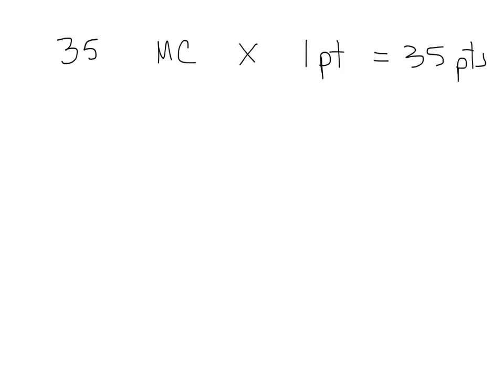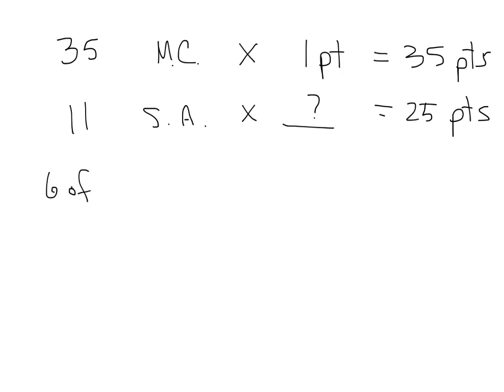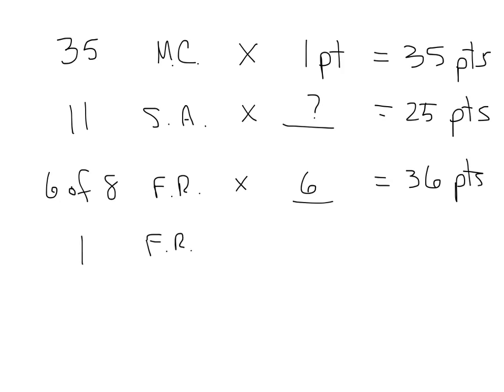Later if you need. The first part of the exam is going to be 35 multiple choice, worth only 1 point each. The second part of the exam is going to be 11 short answer, and these are worth a variable amount of points, but totaling 25 points. The third part of the exam is going to be choose 6 of 8 for your response, worth 6 points each, totaling 36. And then there's 1 for response that's mandatory that you have to do, worth 4 points.